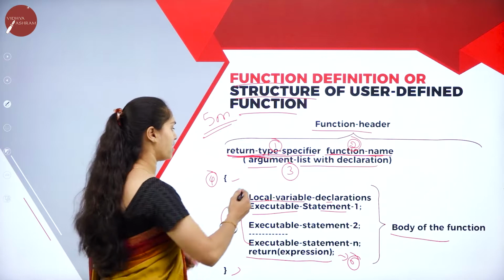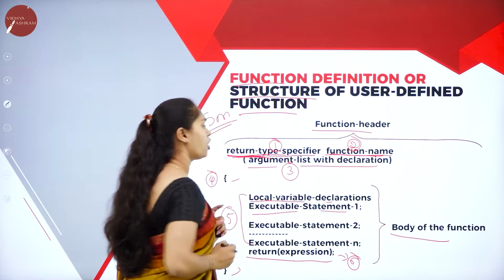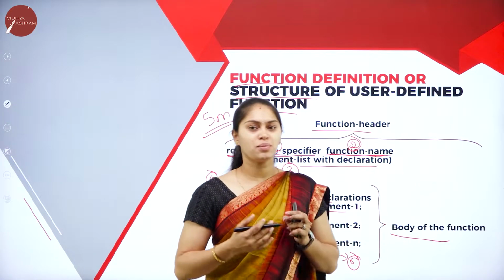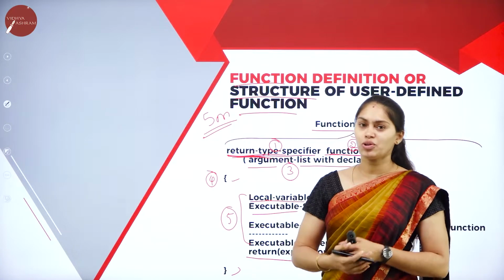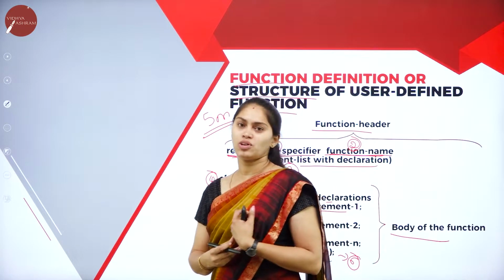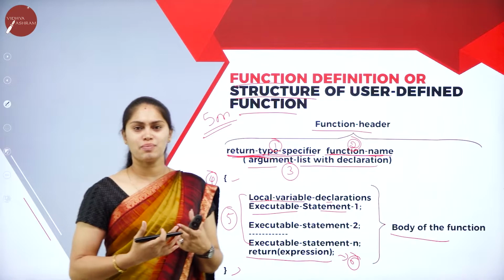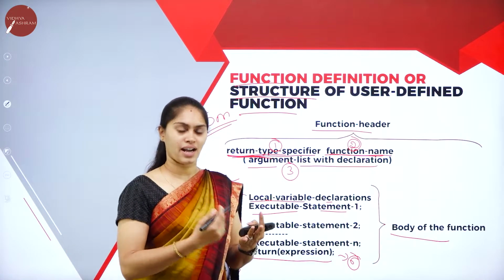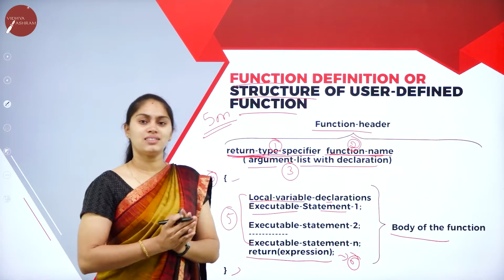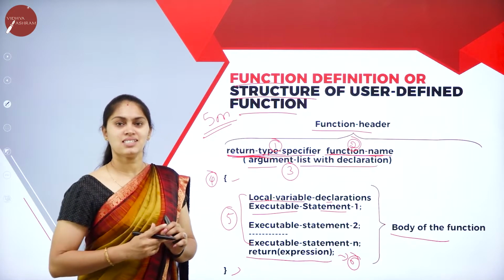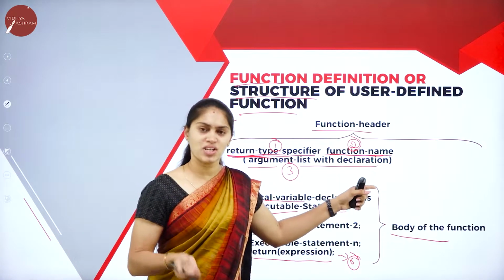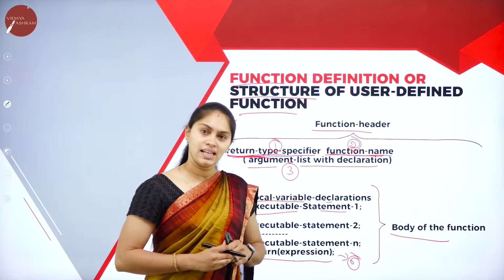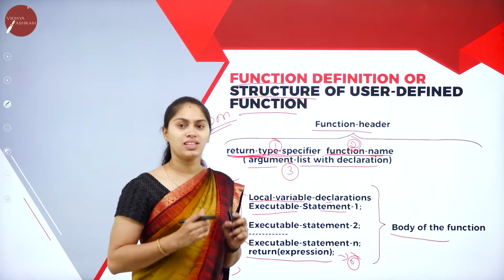Next, within the parentheses, we have an argument list with a declaration. If I ask you how you are going to prepare biryani, what are the things that you require? At that time, what all are you going to specify? You are just going to specify the items that you require, right? We require rice, water, and some spices, veggies. All those things you are going to specify. In the same way, if I want to perform some operation in my function, then what are the variables I require? That is what we are going to list as an argument list with a declaration.